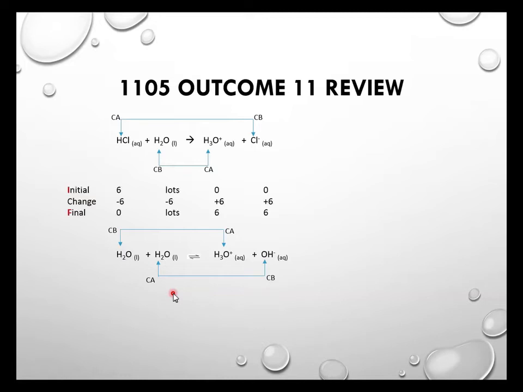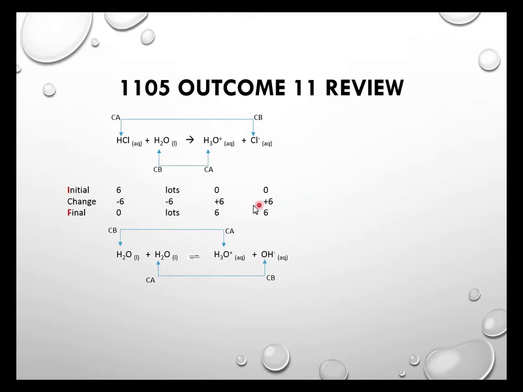Now we're going to look at an IF table, initial, change, final. That's where the IF comes from. If we start with 6 molecules of HCl and lots of water as the solvent, no H3O plus or Cl minus present, what happens because of this single arrow is that all 6 of those HCl's will react. They will have to react with 6 waters, so we'll lose 6 waters. Will form 6 H3O pluses and 6 Cl minuses.